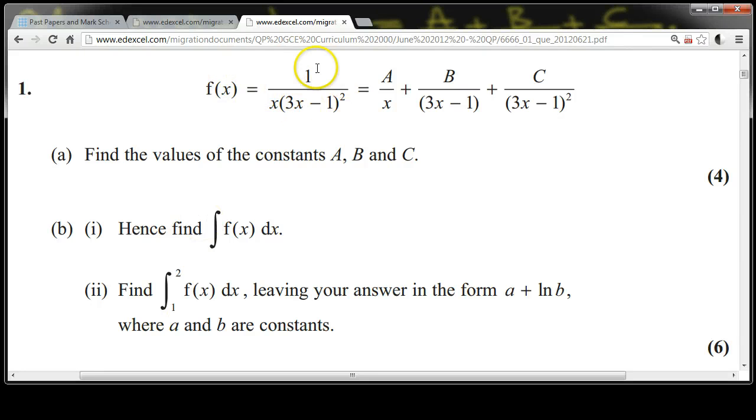f(x) is equal to this, which is equal to a over this, plus b over this, plus c over this. Find the values of the constants a, b and c. Hence, find the integral of f(x) dx. Part 2, find the integral of f(x) dx between 1 and 2, leaving your answer in the form a plus log b, where a and b are constants.